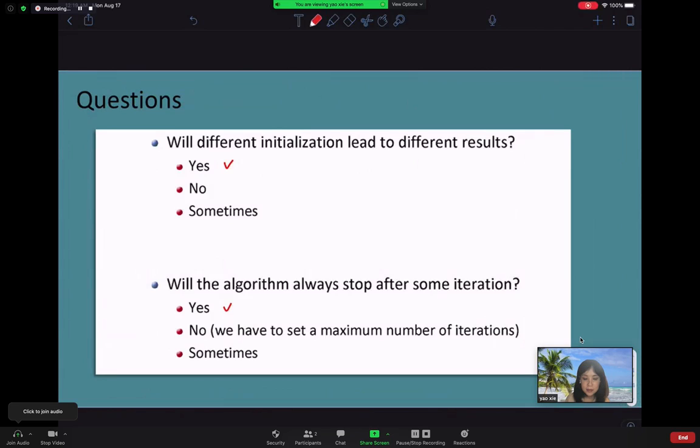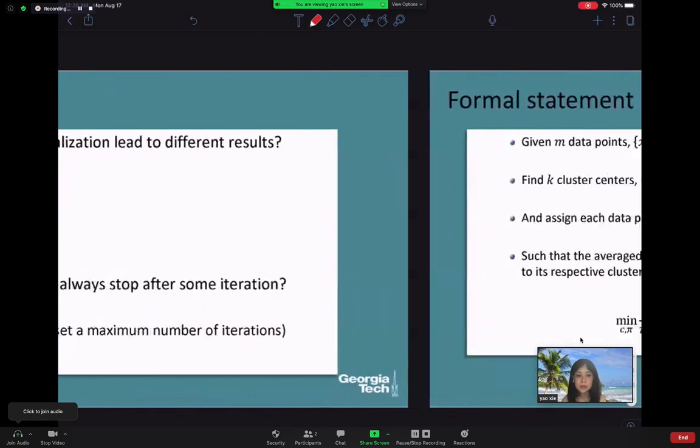And the second is, yes, it will stop after a finite number of iterations. Since you have a fixed number of data points, there's only a finite number of ways to enumerate combinations of these points to the centroids. Although it's a big number, it's a finite number of ways. And our algorithm always tries to reduce a certain metric. So after many iterations, it's going to converge, because you keep decreasing until the point you cannot decrease further.